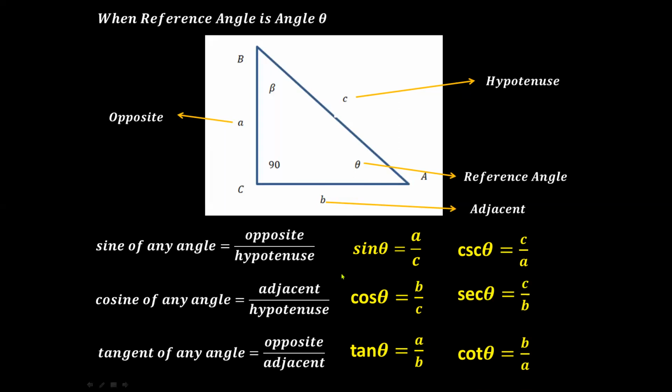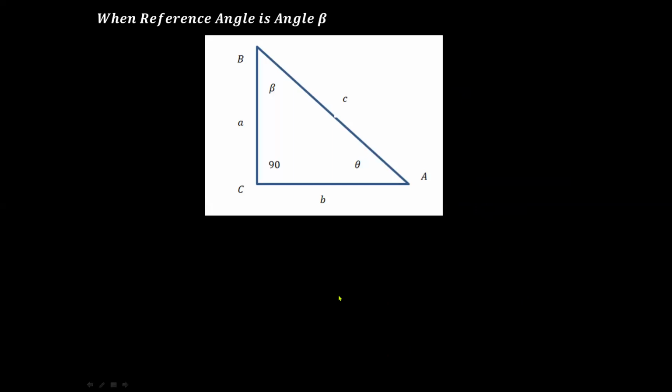Now, let us proceed to the next slide. When the reference angle is angle beta, again, allow me to show you sa screen ang right triangle. Angle A or angle theta, angle B or angle beta, angle C is equal to 90 degrees. And then given ang mga sides ng ating right triangle, we have the side A, side B as the legs of the right triangle, and side C as the hypotenuse of our given right triangle.